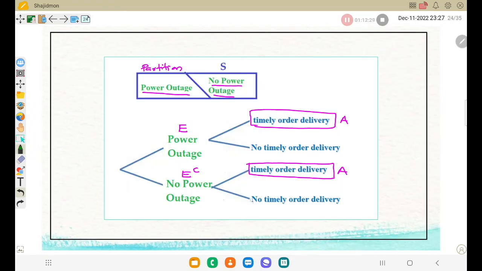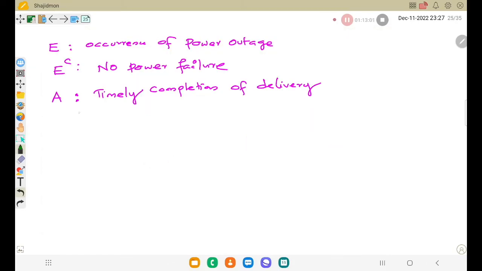That means the probability of A, what are the routes we need to go from here? Power outage, timely order delivery. No power outage, timely order delivery, correct? Both here A is coming. See, here also A is there, here also A is there. So both A we need to consider. So that means we need to calculate the total probability. Probability here and probability here. If power outage, the probability, and no power outage, the probability. Then add these two. That is the meaning of total probability.